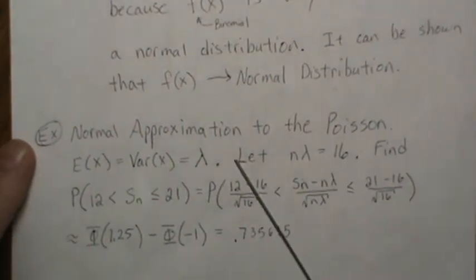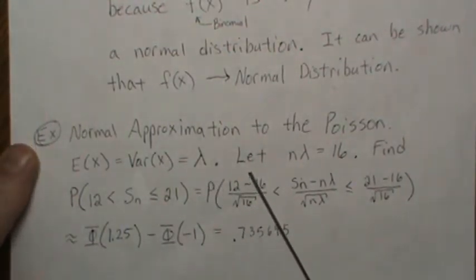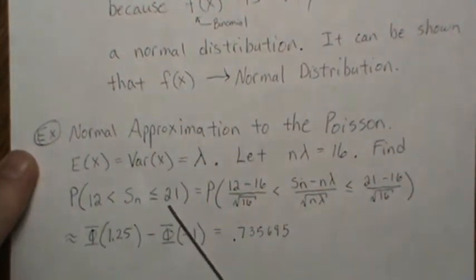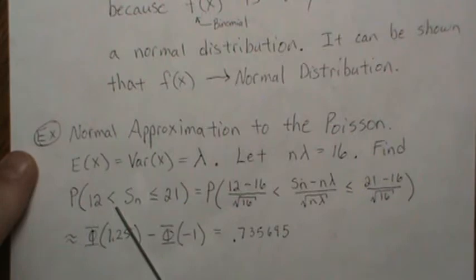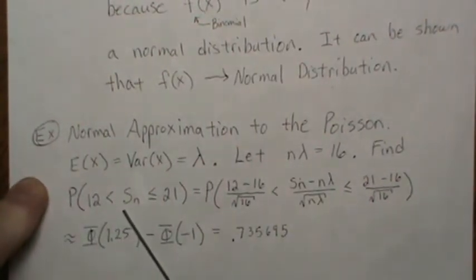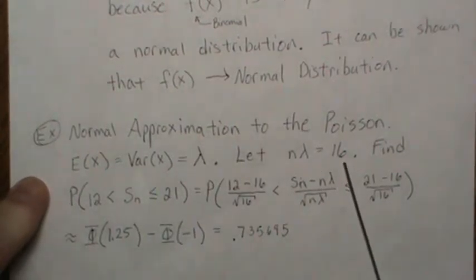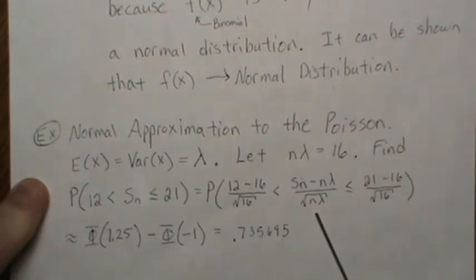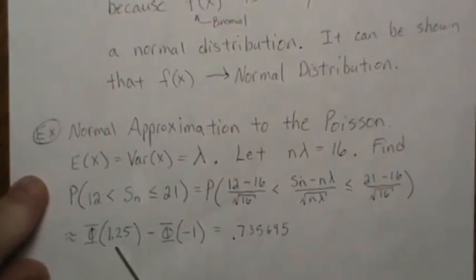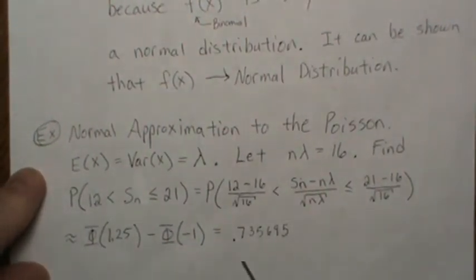Now here, this is the normal approximation to the Poisson. The mean and the variance is lambda. So if we let lambda be 16, and we want to find this probability. Now notice there's no equal to sign, so it's in the format that we want. So we subtract the n lambda, and the standard deviation is the square root of that. So this is approximately, you plug in that value into the phi, and then this is -1, plug it in, and you get this.